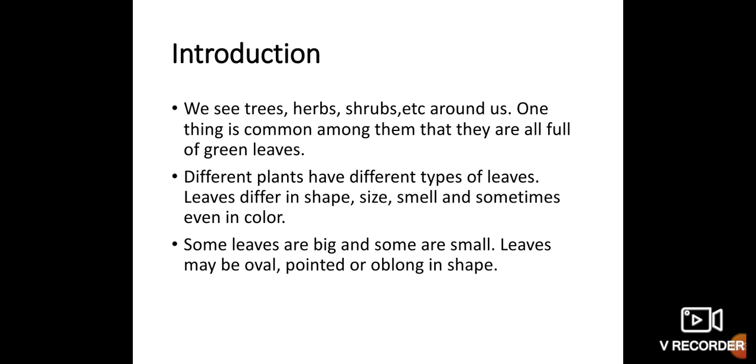Children, we see many plants and trees around us. One thing is common in them, that they all are full of green leaves. Different plants have different types of leaves. Leaves differ in shape, size, smell, and sometimes even in color. Some leaves are big and some leaves are small. Leaves may be of oval shape, round shape, or of pointed shape.